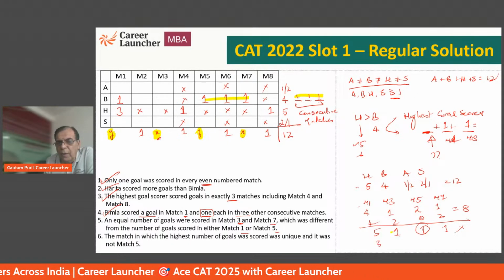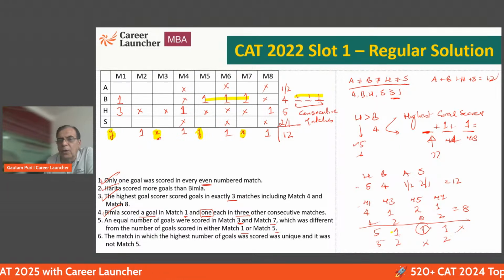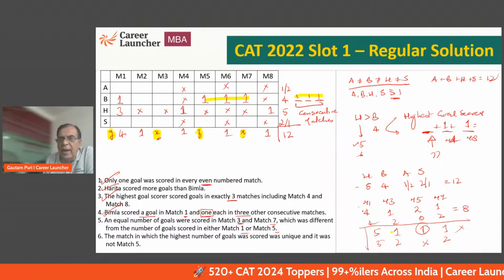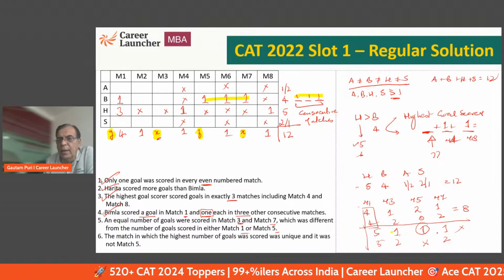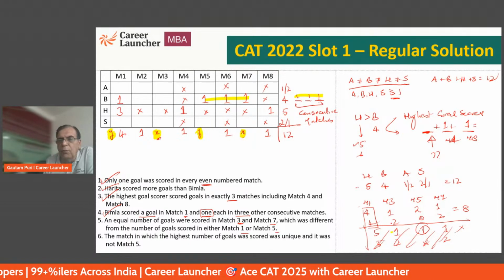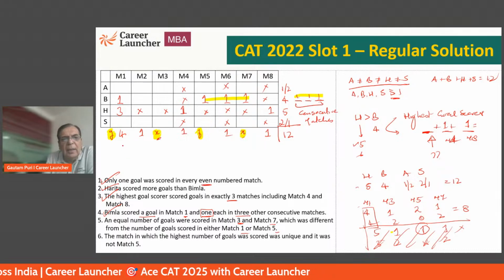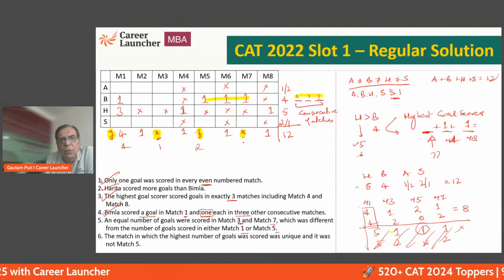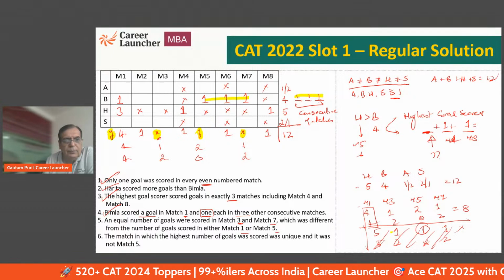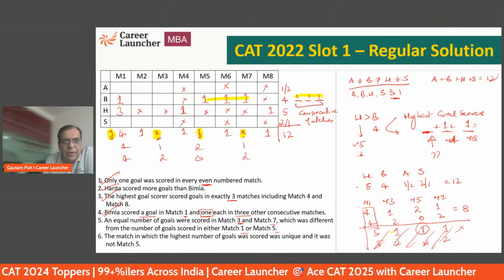What about 5, 2, 2, 1? Not possible. So the case effectively becomes Y has to be equal to 4. If Y is 4, these two cases go away completely. So it can either be 4, 1, 2, 1 or 4, 2, 0, 2. That's statement 5.